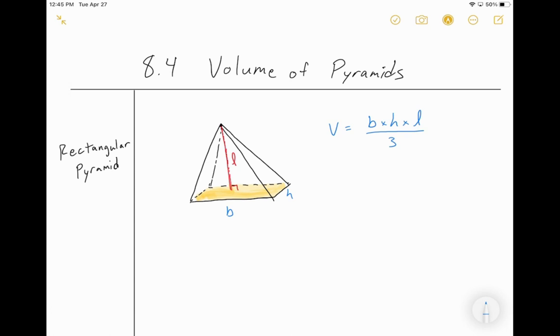So let's give these some numbers just so you guys can see. Like for example, let's say that B was actually 5 inches. Let's say H was actually 4 inches. And we'll say that L, the length, was actually 6 inches.